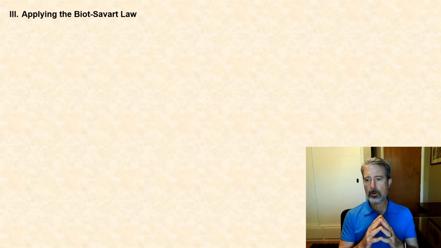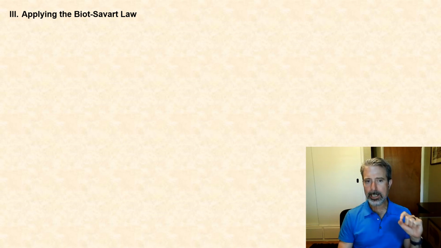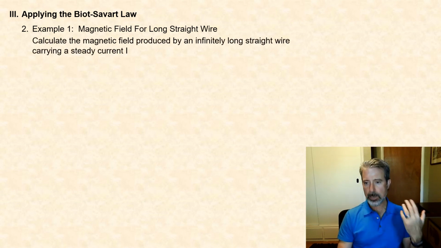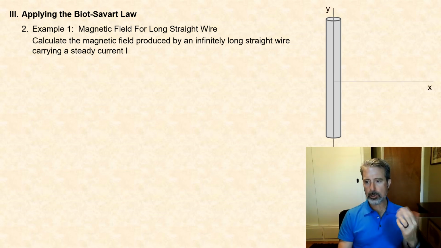All right, so now that we've developed this four-step process for applying the Biot-Savart law, we will now apply it and calculate the magnetic field for several current distributions. We will start with the case of the magnetic field surrounding a long, straight, current-carrying wire. So let's get a picture of this. Here's our wire, which we will align with the y-axis. We assume that that wire is carrying a current I.